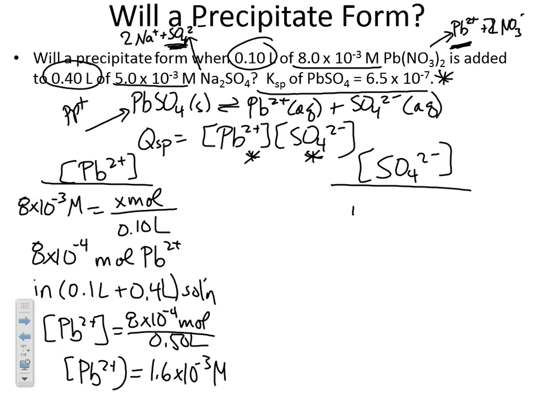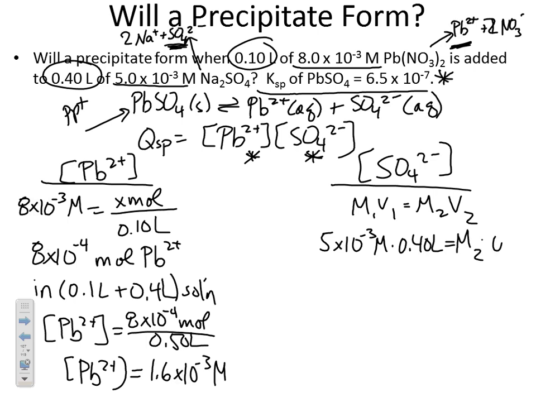So I could also use M1V1 equals M2V2, and that's what I'm going to use for the sulfate. You can use either. So the initial concentration of the sulfate is 5 times 10 to the minus third molar, and I initially had 0.4 liters of it. I'm looking for the new molarity, and I know that the new volume is going to be 0.5 liters. So the new molarity, simply solving for the sulfate, is 4 times 10 to the minus third molar. So this is my sulfate concentration.